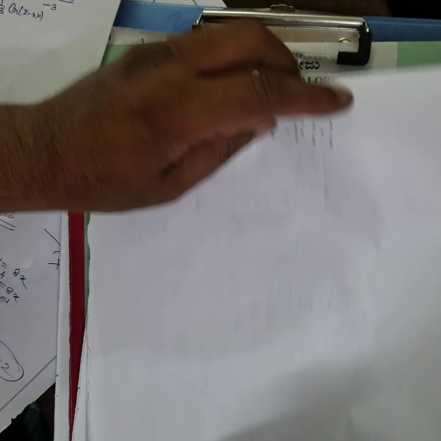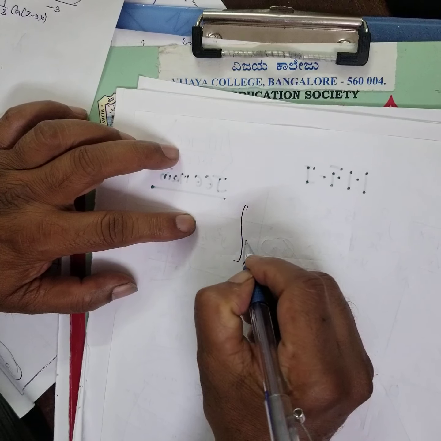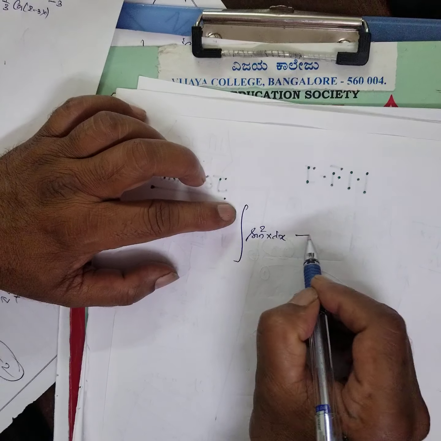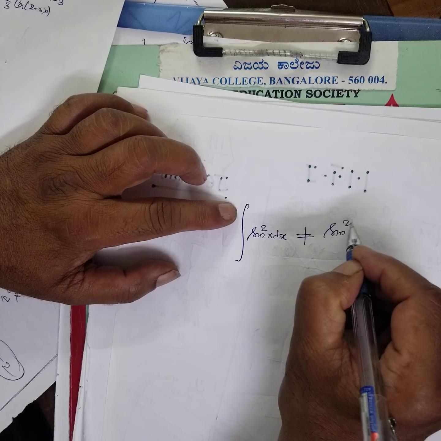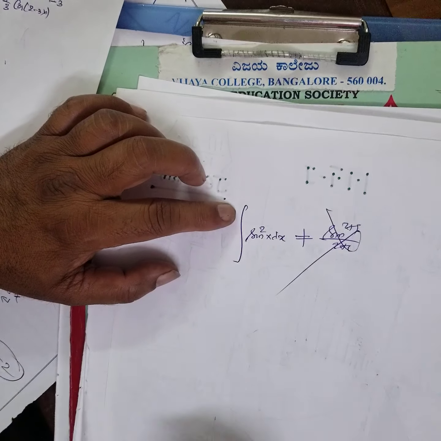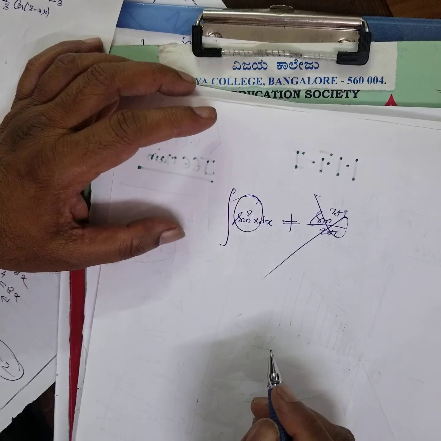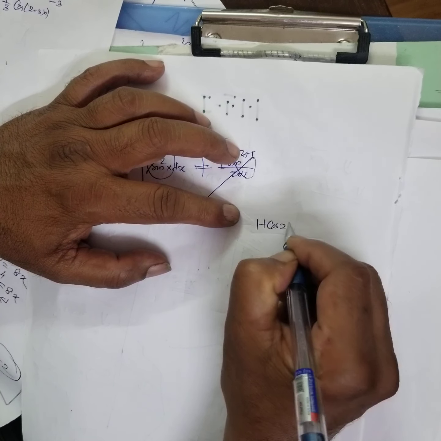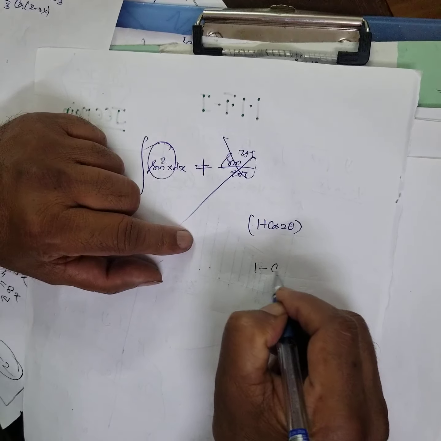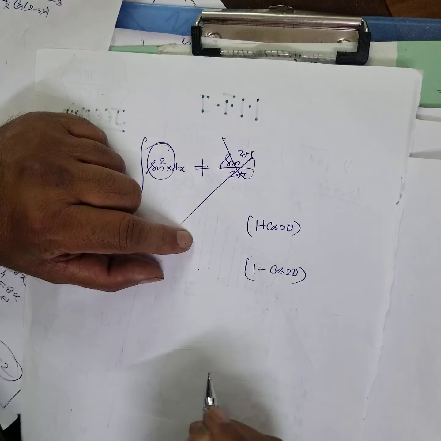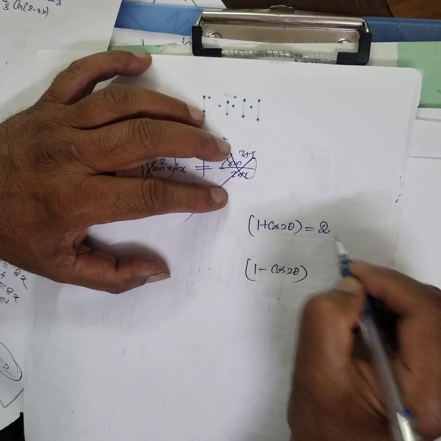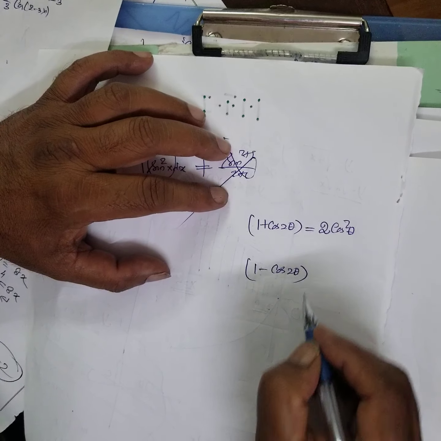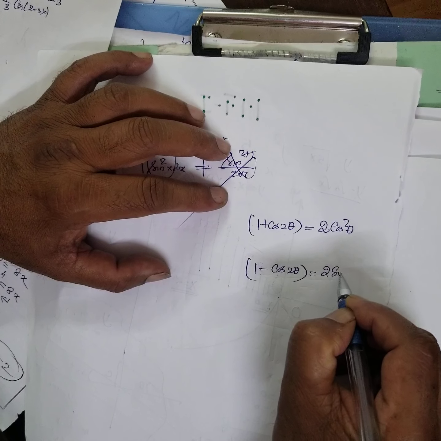See, now this integration, how will you do it? Integration of sin square x dx. See, you can't do this directly. For that, you need separate formulas. You know, 1 plus cos 2 theta, 1 minus cos 2 theta. See, 1 plus cos 2 theta is what? 2 cos square theta. Do you remember? And 1 minus cos 2 theta is 2 sin square theta.